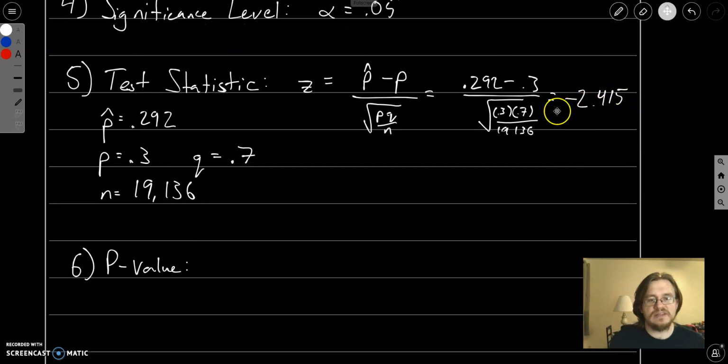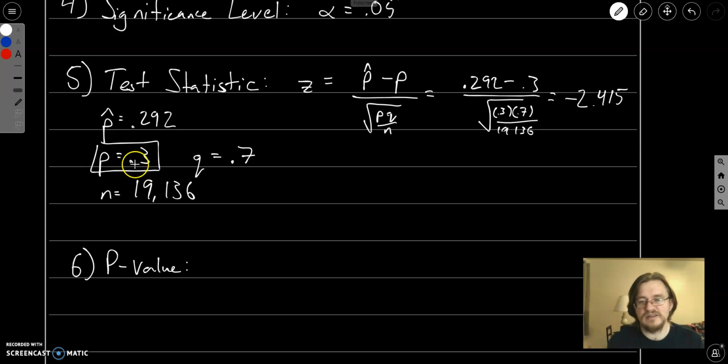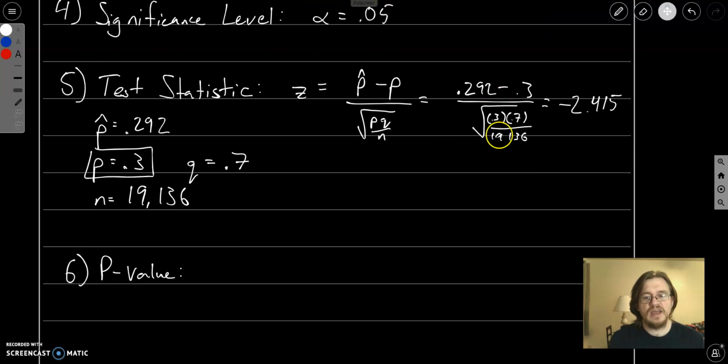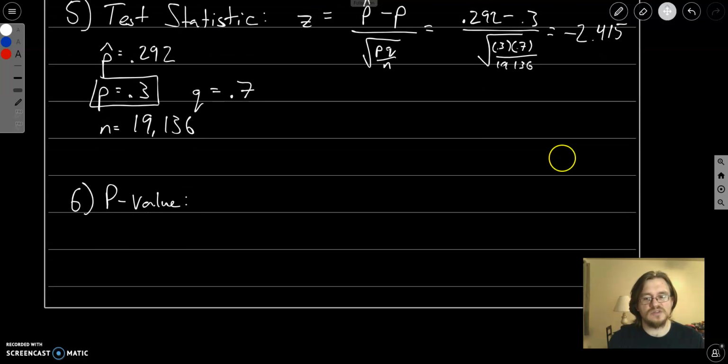And the goal is to see whether or not this test statistic is unusual. If it is too unusual, that means that we made a wrong assumption. And the assumption that we're making is right here. We're assuming that the population has 30% sleepwalkers in it. This is our assumption. If this is too unusual, we get to reject our assumption. We get to reject our null hypothesis. So, how do we determine how unusual this is?